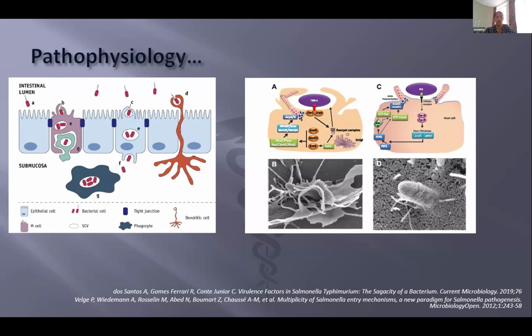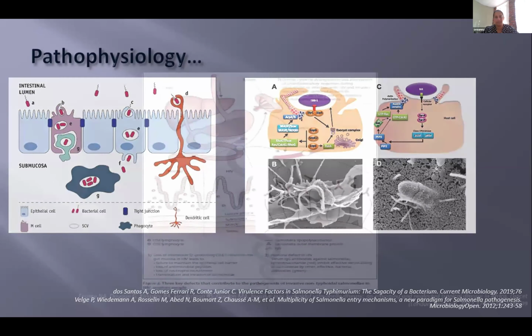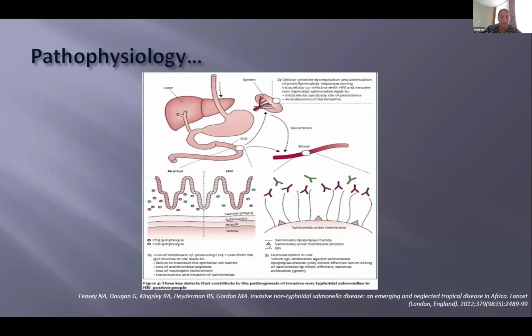Final clearance of the infection and immunity to Salmonella really depends on a Th1 CD4 dependent response. You also do need production of specific antibodies by the B cells to control extracellular replication of the Salmonella in the blood. So this is just to highlight the problems specifically in HIV.